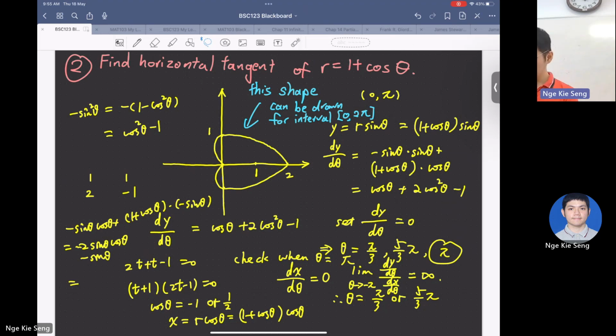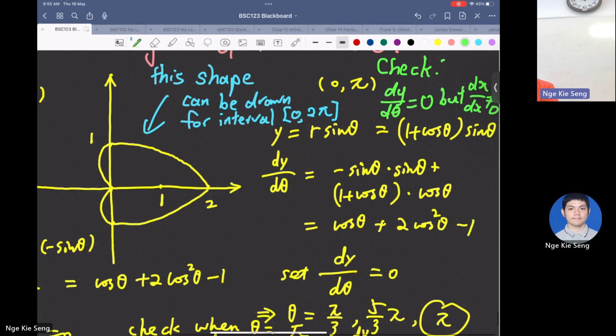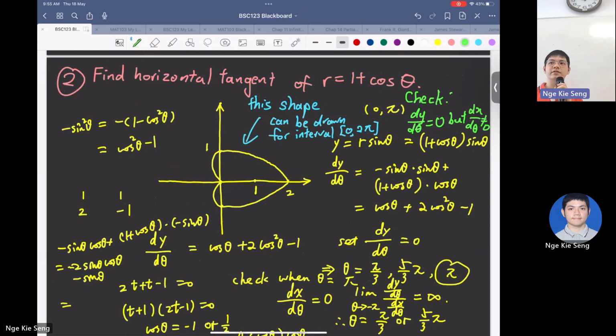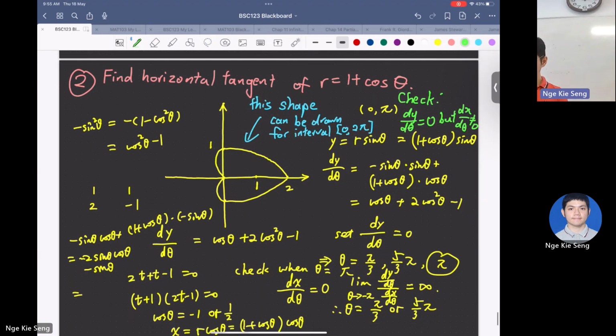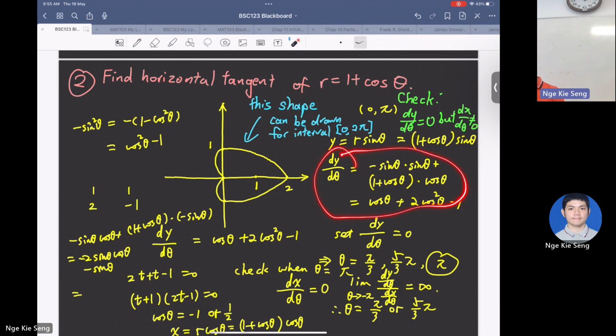Okay. So for horizontal tangent, what do you need to do? Just recall again. You need to check that dy d theta is 0, but dx d theta is not 0. So if you want to find vertical, you need to make sure dx d theta is 0, dy d theta is not 0. So dy d theta has two ways to compute. Either you write y in terms of theta first, or you use the formula.